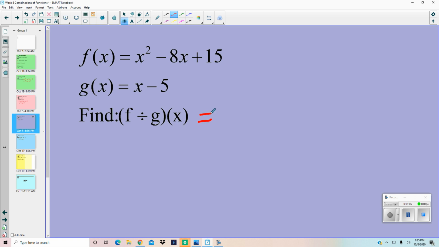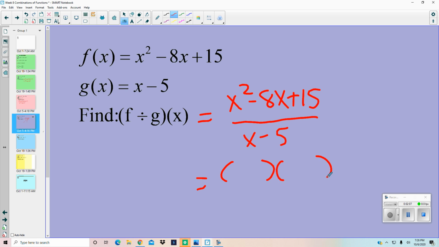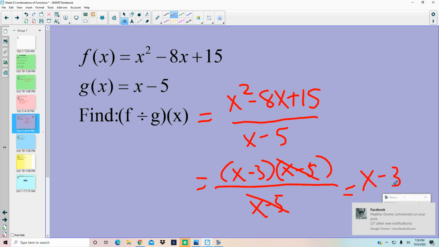Here's a division one. When you write out the division, if it's f divided by g, it might be tricky because if you can factor any part of it, you should do that. So if I factor the numerator, I get x, x, and -3 and -5. You can see that the x minus 5 cancels out, so your final answer is just x minus 3.